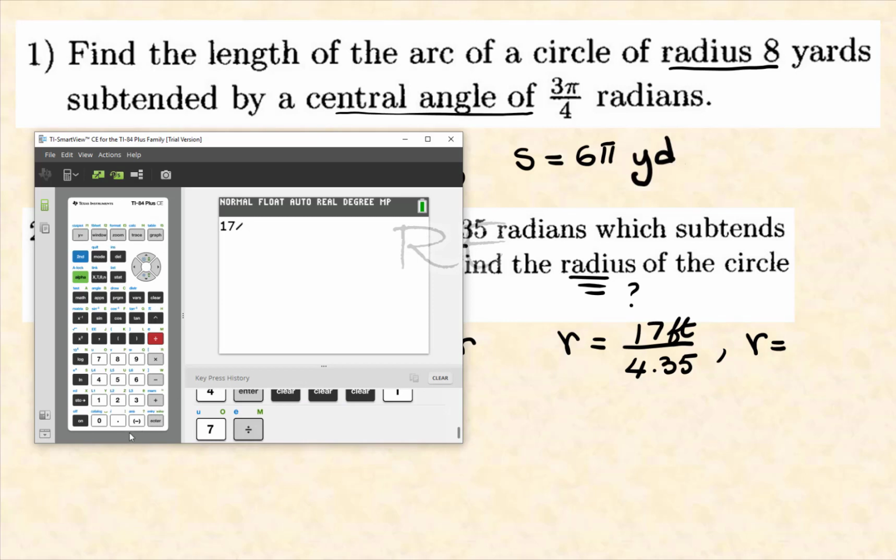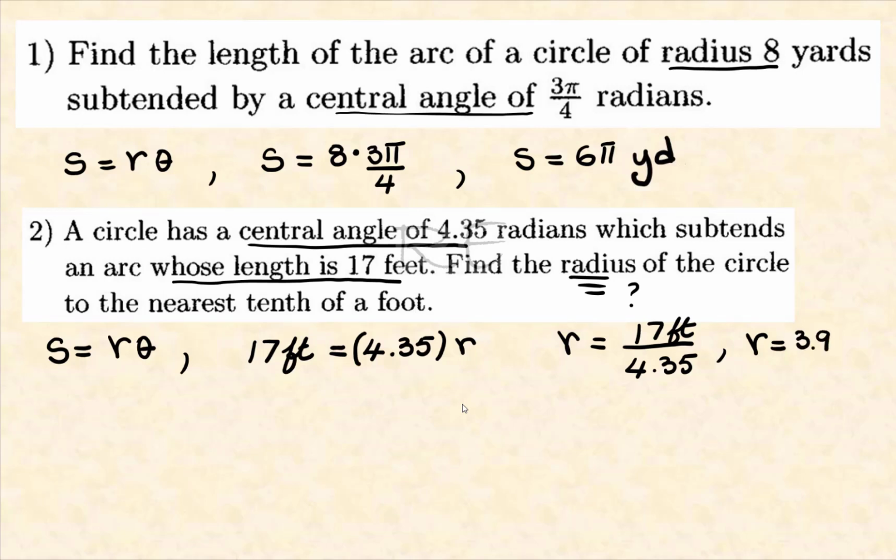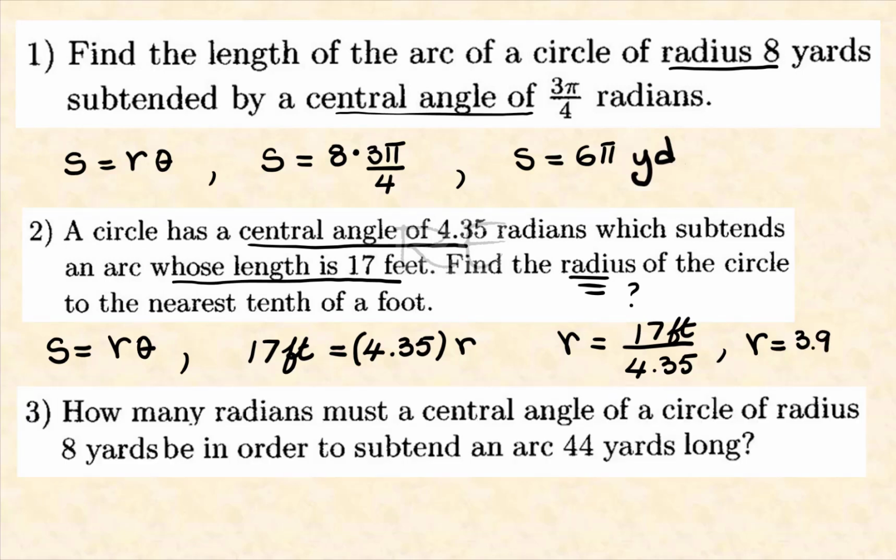17 divided by 4.35 is 3.908, so it's 3.9 approximately.